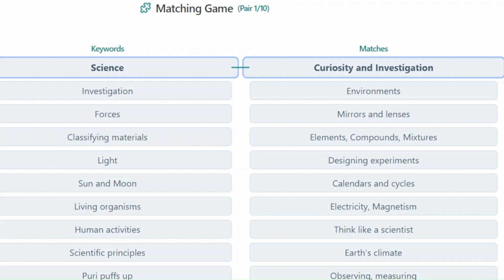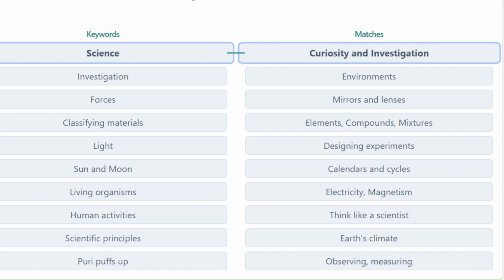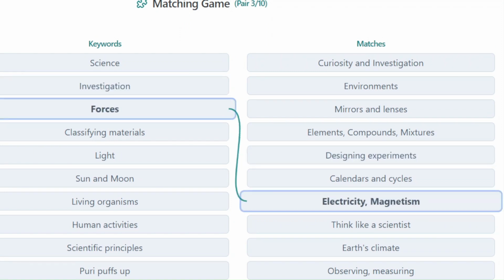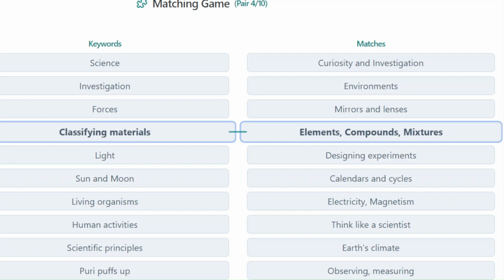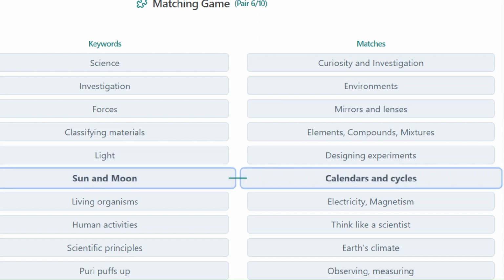Science. Curiosity and investigation. Investigation. Designing experiments. Forces. Electricity, magnetism. Classifying materials. Elements, compounds, mixtures. Light. Mirrors and lenses. Sun and moon. Calendars and cycles.